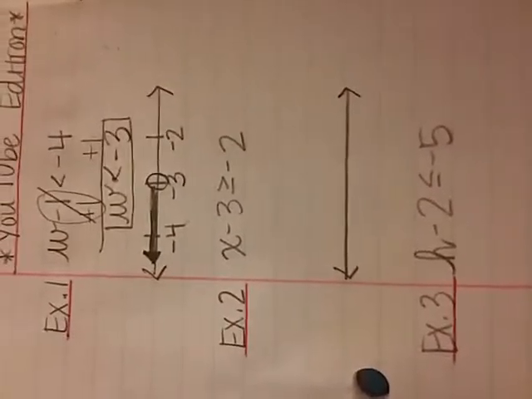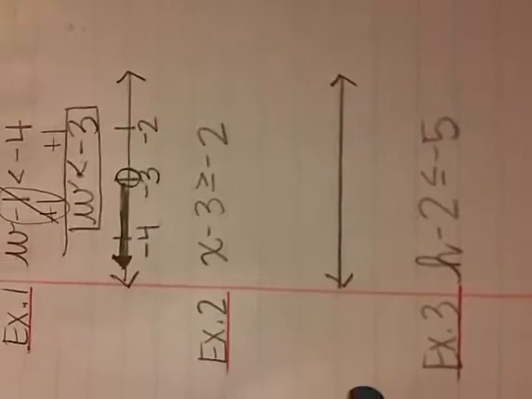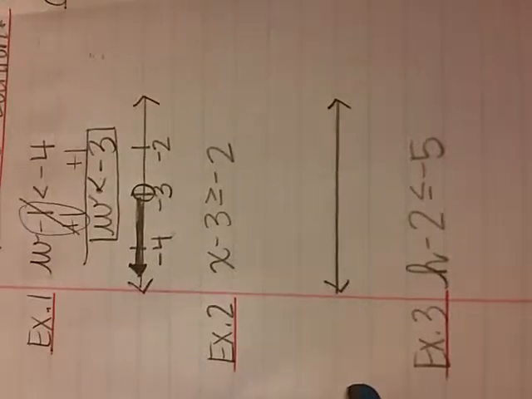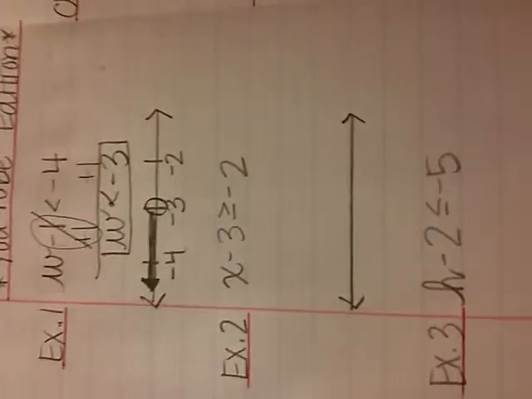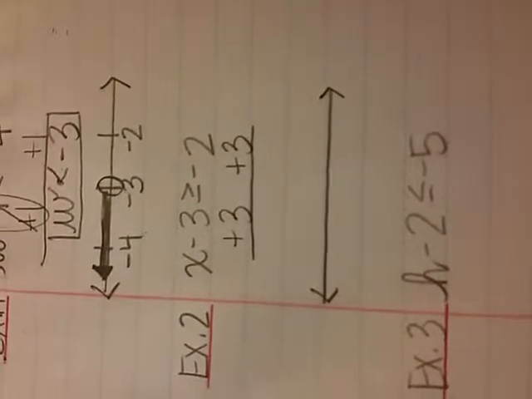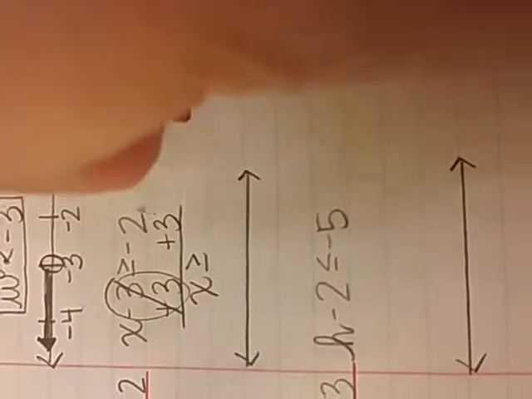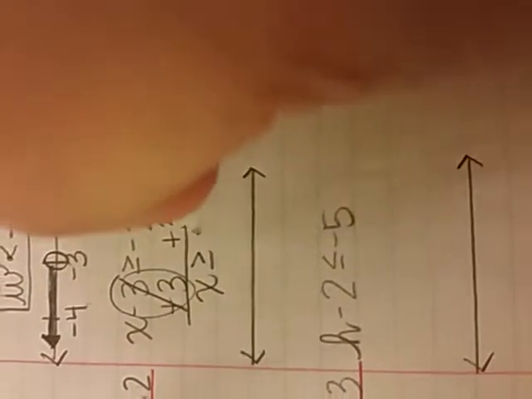Moving on to example 2. I have x minus 3 is greater than or equal to negative 2. Again, a subtraction inequality. We're going to use the addition property of equality to solve by adding 3 to both sides. And we're doing this to isolate our variable. Negative 3 and positive 3 are additive inverses. They cancel each other out. I get x is greater than or equal to negative 2 plus 3, which is positive 1.